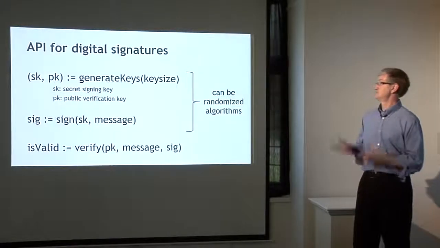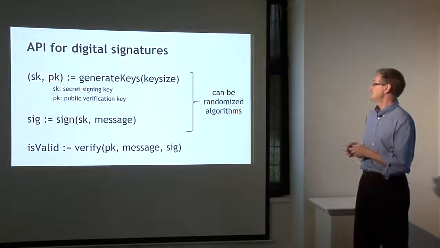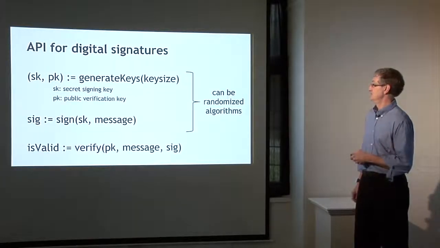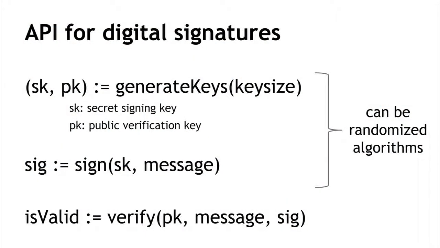So let's get into the nuts and bolts. Here's an API for digital signatures. There are three operations that we need to be able to do. The first is that in the beginning we need to be able to generate keys. So we have a generate keys operation, and we tell it a key size: how big in bits should the keys be? This produces two keys, SK and PK. SK is a secret signing key, information you keep secret that you use for making your signature. PK is a public verification key that you give to everybody and that anybody can use to verify your signature when they see it.